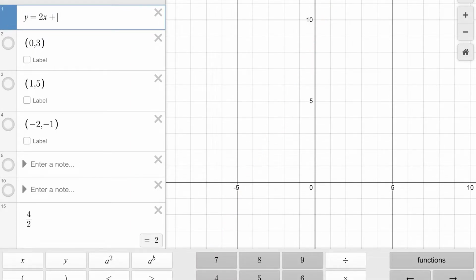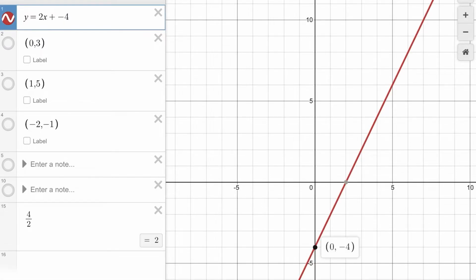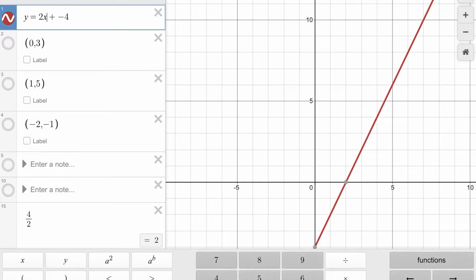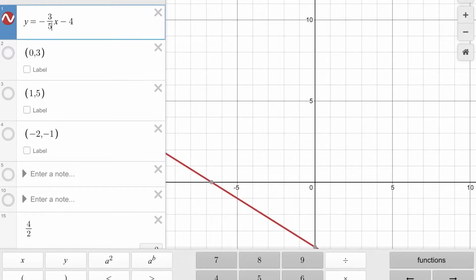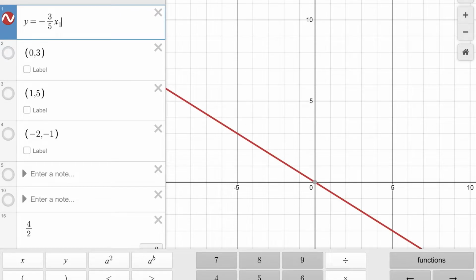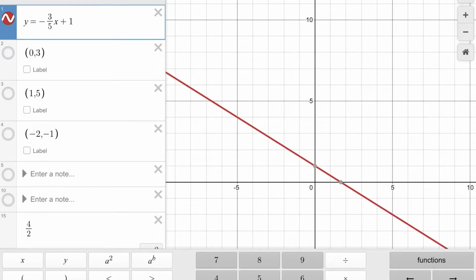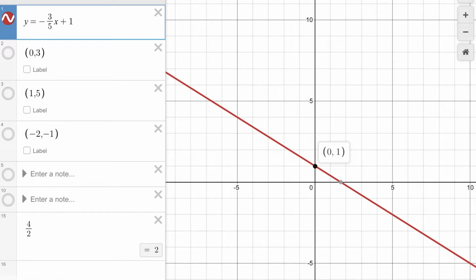If I were to change this to a negative 4, for example, then you can see that this intersects the y-axis at negative 4. Okay, and we would change this to just minus 4. If I were to change this slope to negative 3/5, and let's change our y-intercept to positive 1, you'll notice this intersects the y-axis at 1. That's why it's called a y-intercept.